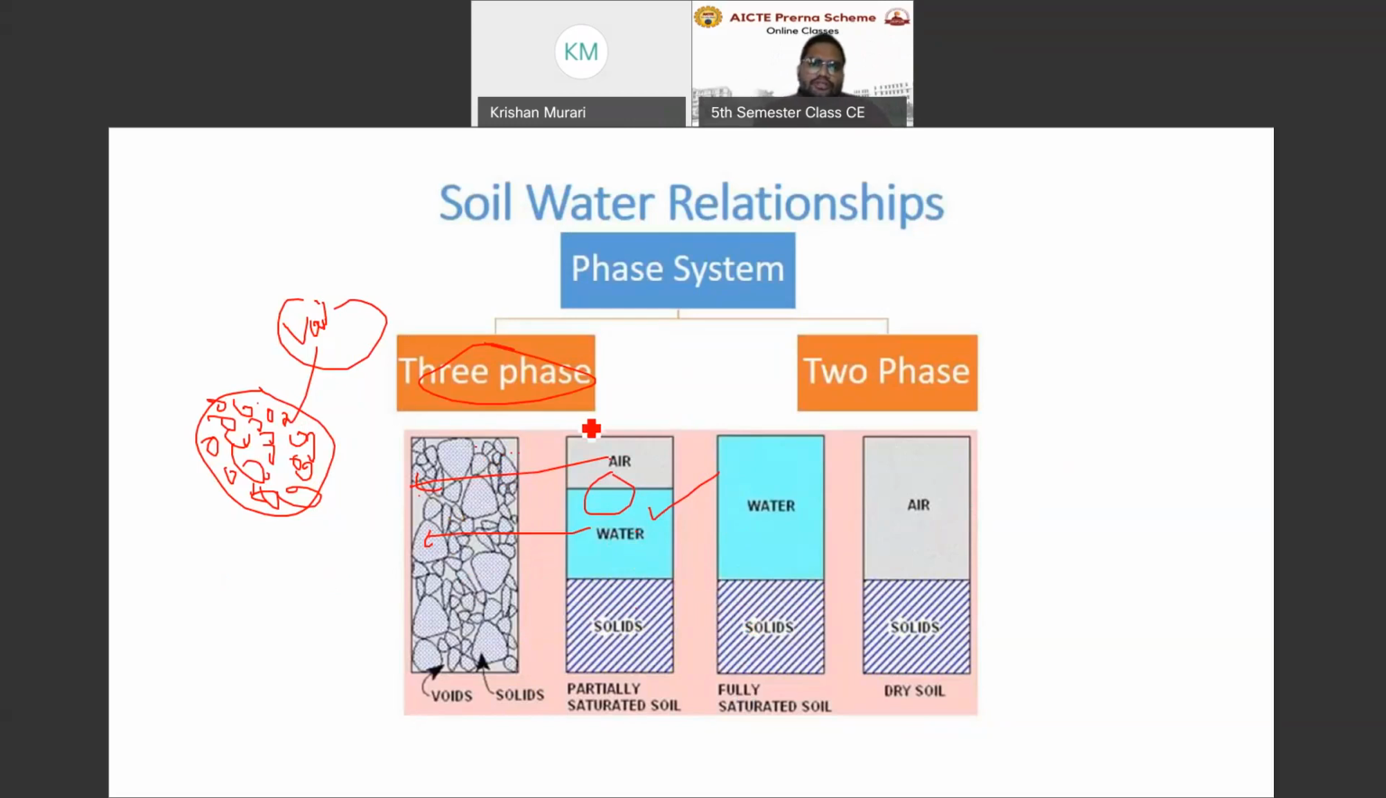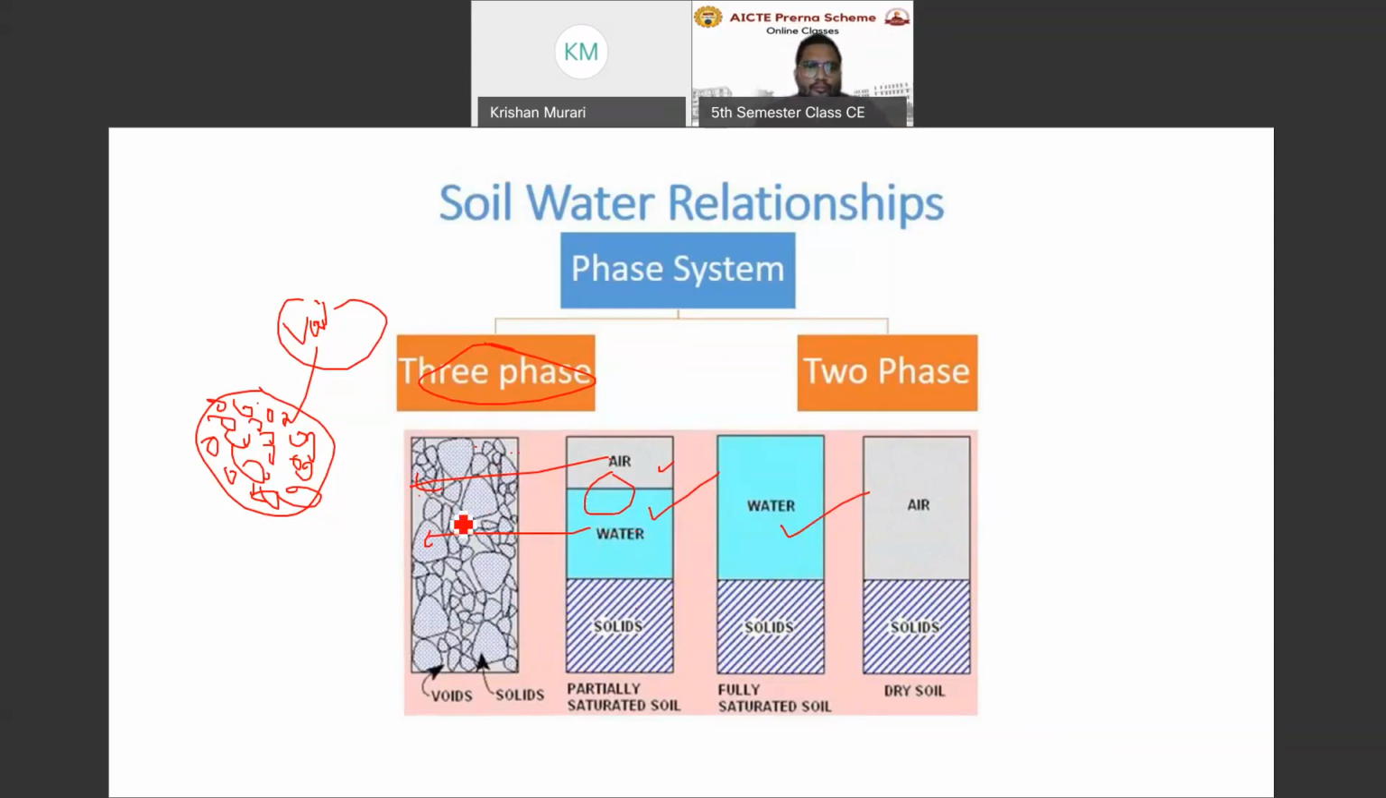So firstly we discuss the three phase system. In a three phase system all three components are there: some air, some water, and some solid particles. In fully saturated soil, all the air voids are replaced by water. In dry soil, all the water is evaporated and the remaining void space is filled by air. For study purposes, we consider three different zones.